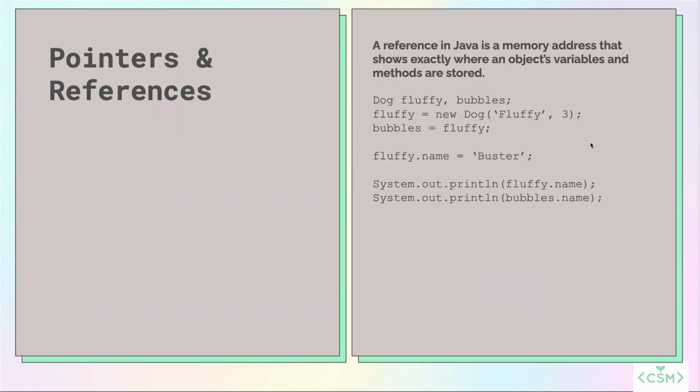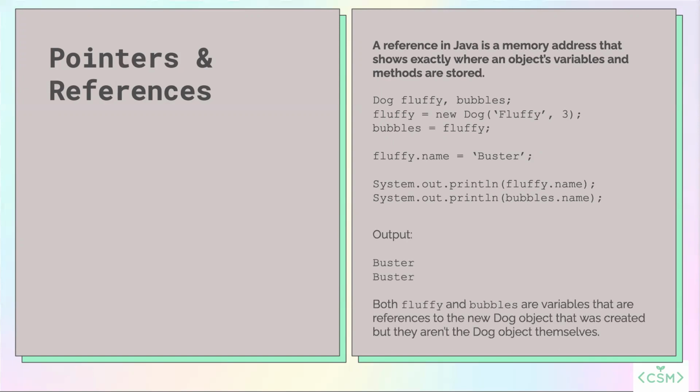So in this short example, we have this new dog object with name Fluffy and age 3, and we're assigning it to a variable Fluffy. And this bubbles variable is also pointing to this new dog object. So both Fluffy and bubbles are pointing to this dog object. Now we're going to try and change the name of Fluffy to Buster. When we print out Fluffy.name and bubbles.name, we're going to get Buster for both of them. This is because both Fluffy and Bubbles are variables that are references to the new dog object that was created. They aren't the actual dog object themselves.